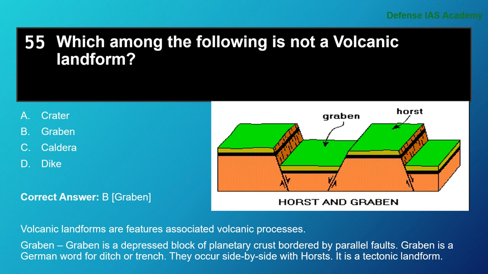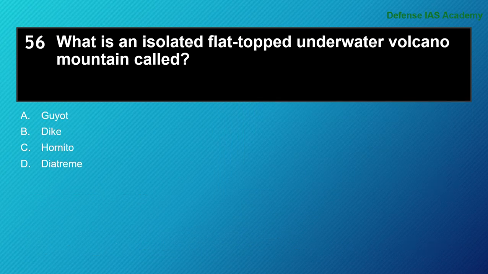Question 55. Which among the following is not a volcanic landform? Answer is option B, graben. Volcanic landforms are features that are associated with the volcanic processes. So, what is graben? Graben is a depressed block of planetary crust that is bordered by parallel faults. Graben is a German word for a ditch or a trench. So, they occur side by side with the horst. It is a tectonic landform, and not a volcanic landform.